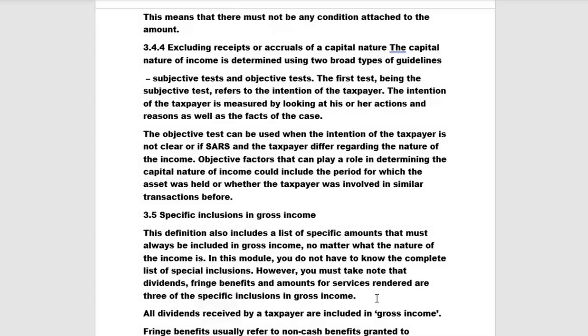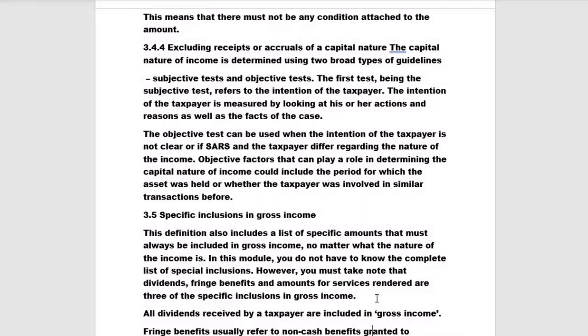The capital nature of an income is determined using two broad types of guidelines: subjective tests and objective tests. In terms of the first, the subjective test refers to the intention of the taxpayer. What are the intentions of the taxpayer? The intention of the taxpayer is measured by looking at his or her actions and the reasons, as well as the facts of that case. So when we deal with the subjective test, we look at what the intentions of the taxpayer are. The objective test can be used when the intentions of the taxpayer are not clear, or if SARS and the taxpayer differ regarding the nature of an income.